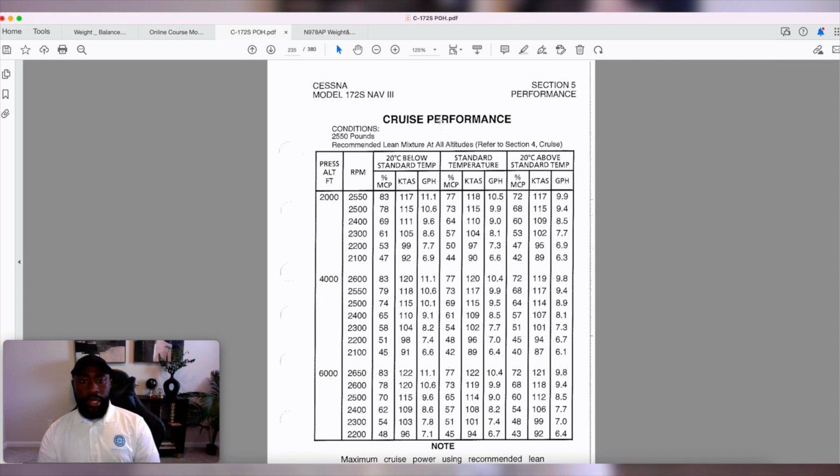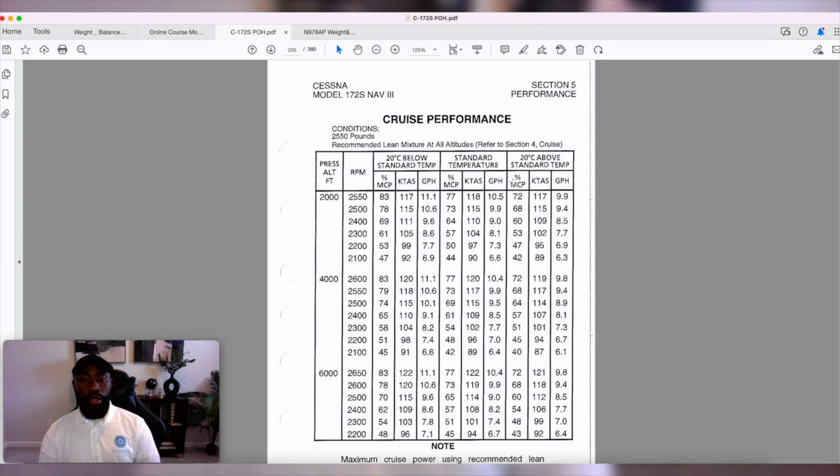But this table right here gives you a lot of information that you need to know about when you're cruising with the aircraft. First, it tells you to select your pressure altitude, then select the RPM, and then it gives you three different options. Within those options, in terms of your temperature, you have options for your percentage of maximum continuous power, your true airspeed, and your gallons per hour for each one. So it's the same thing here and there.